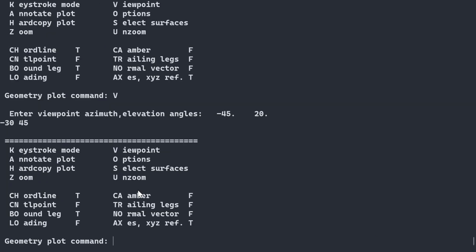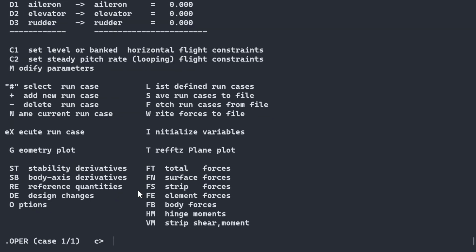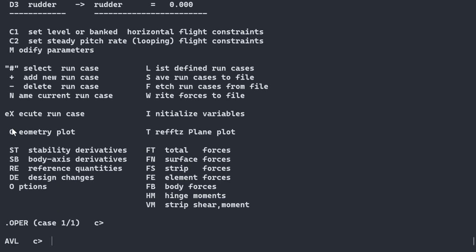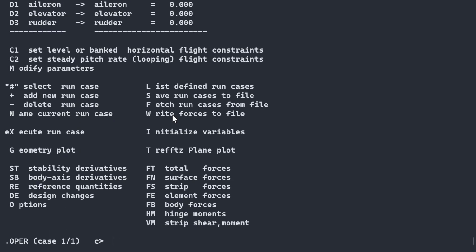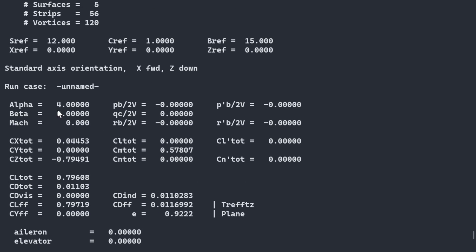So let me show you what calculations you can do really quickly. So go exit the geometry, and you can change the angle of attack, right? So if you go up, you can specify angle of attack. If you go to oper and type A, it'll ask you what you want to specify to fix the angle of attack. For example, you can just say angle of attack 4 degrees and run X. It'll recalculate all the forces, right? Alpha is 4 degrees and CL has increased to 0.8.